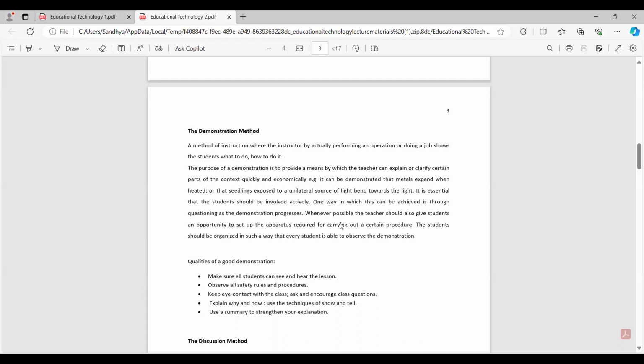Okay? Eye contact is also very important. Explain why and how. Use the techniques of show and tell. We know that. Use a summary to strengthen your explanation. Now, after the demonstration, definitely you have to give them a summary of what you did. Right?